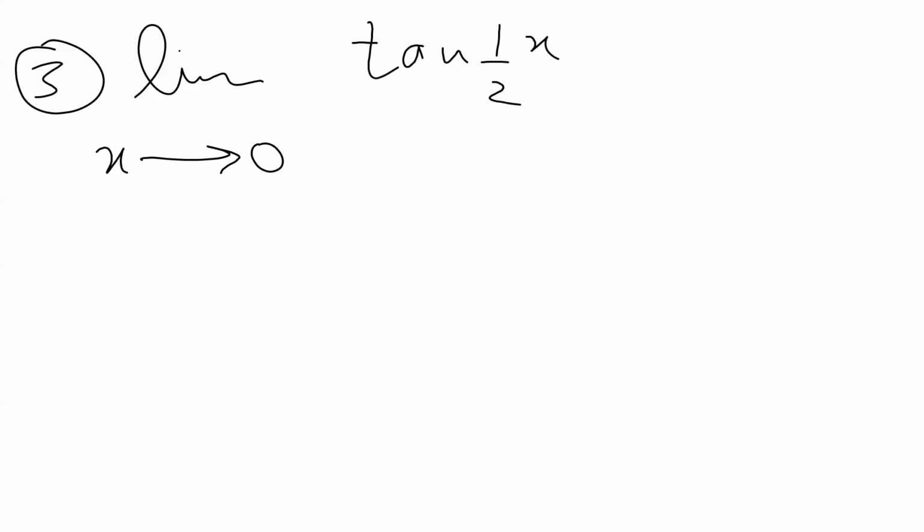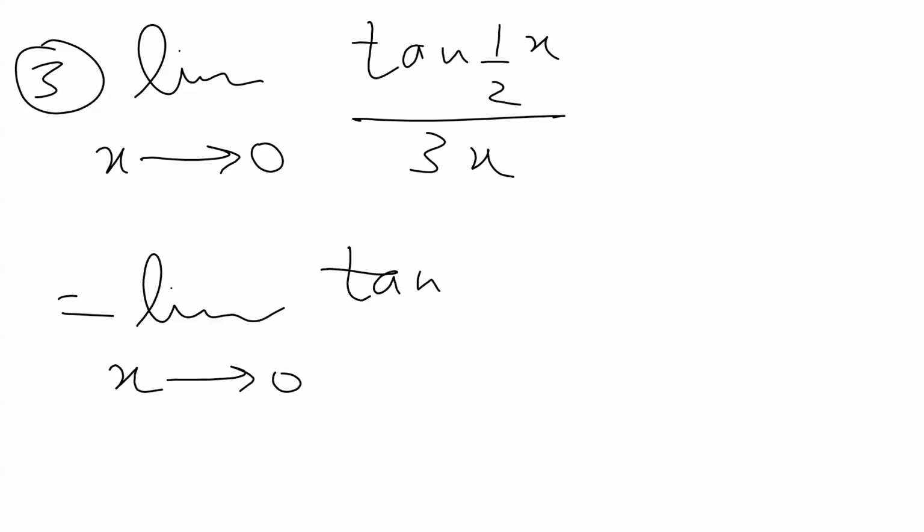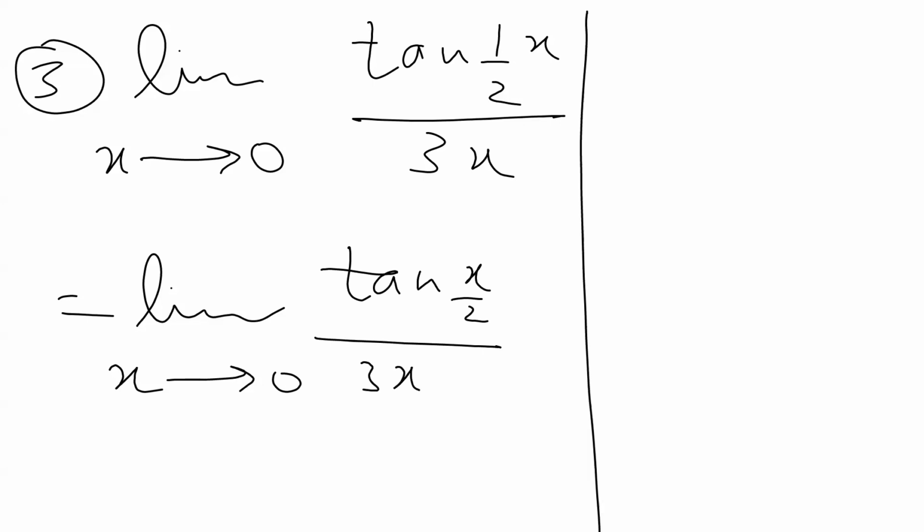Question number 3. Limit x approaching 0, tan of half x upon 3x, equal to tan of x by 2, 3x. So this half x I have written x by 2, right? Now what is the angle of tan? X by 2. Correct, x by 2.